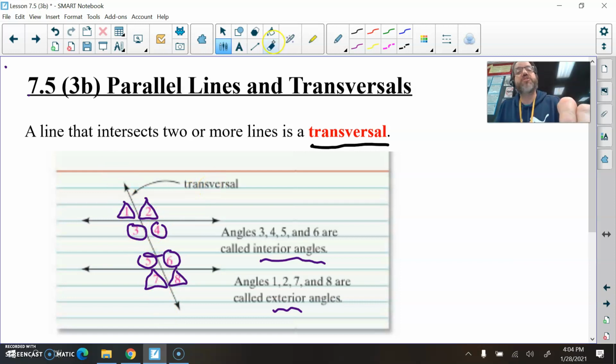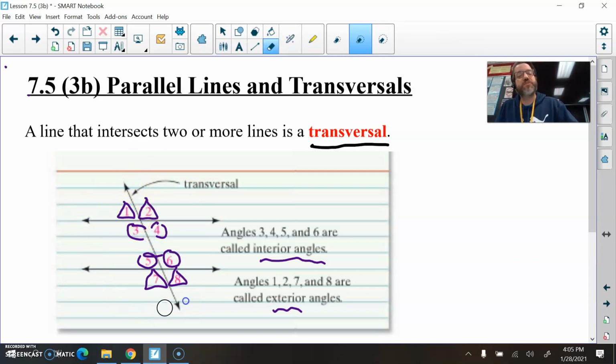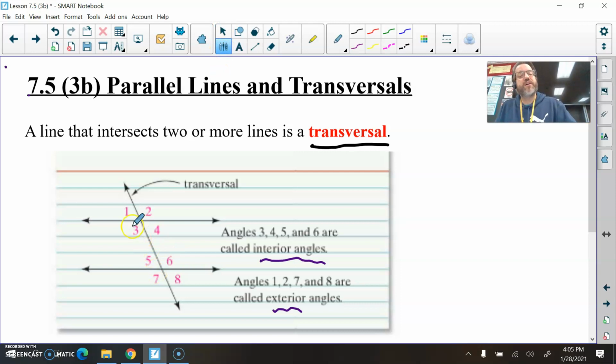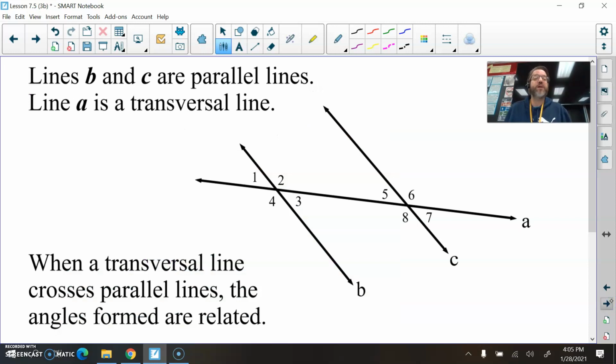And one more thing I want to mention to you before I go to the next slide. When you look here at this transversal, which is passing through these two parallel lines, it forms 8 different angles. I've labeled them 1, 2, 3, 4, 5, 6, 7, and 8. Those 8 angles all have one of 2 measurements. Okay, so if I find all those measurements, it's just going to be 2 separate measurements that you will see. Okay, all right, well, I'll show you as we go along, don't worry.